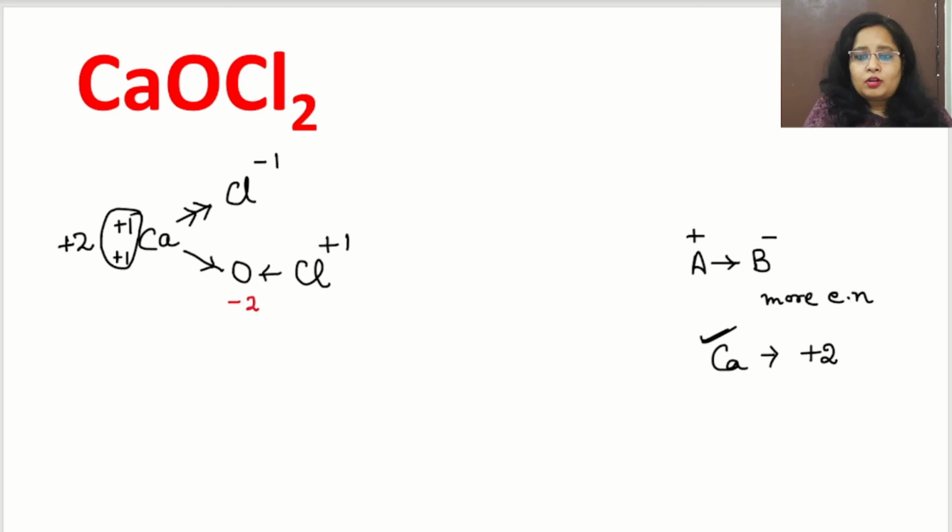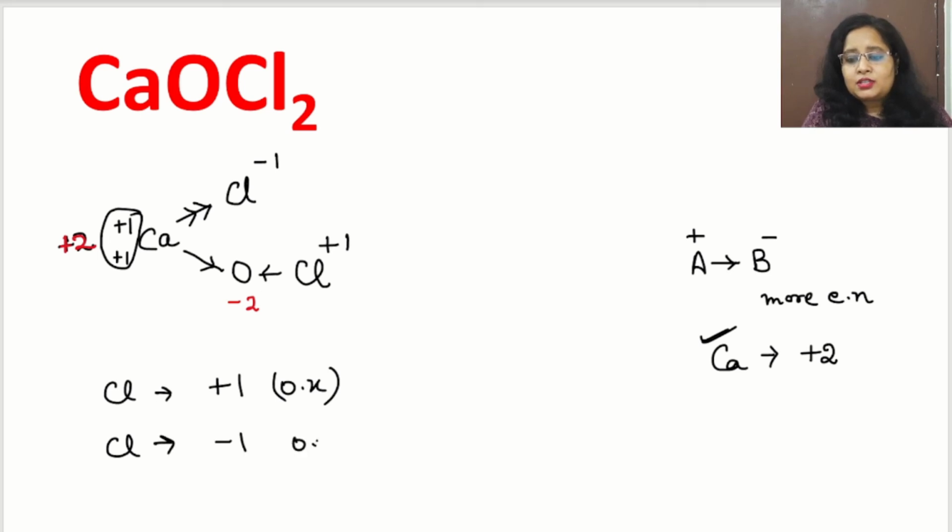So collectively we can say on oxygen again we have -1 and -1, so it has -2 charge, as calcium is having +2 charge. So now what will happen? We can now easily figure out that in bleaching powder there are 2 chlorine atoms. One chlorine atom is having +1 charge, +1 oxidation state, and the second chlorine is having -1 oxidation state. And this will be our answer.